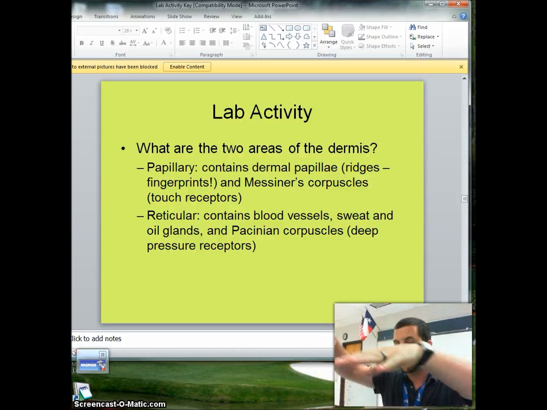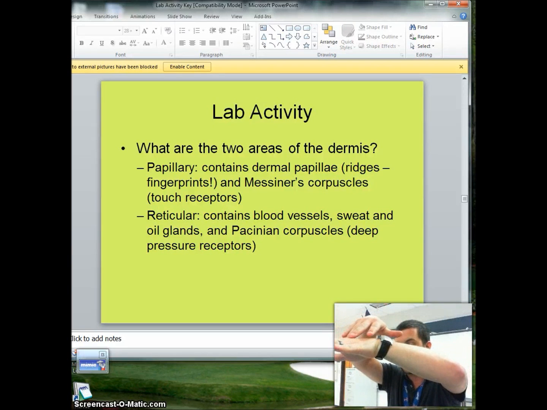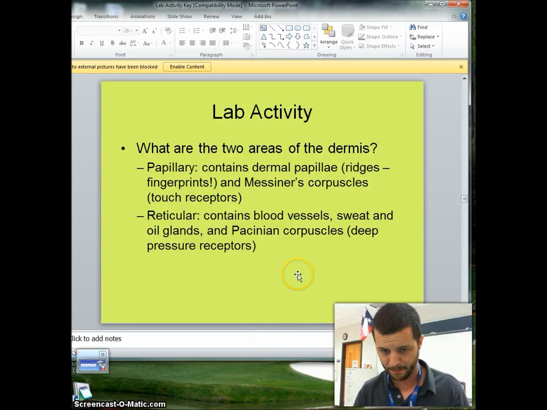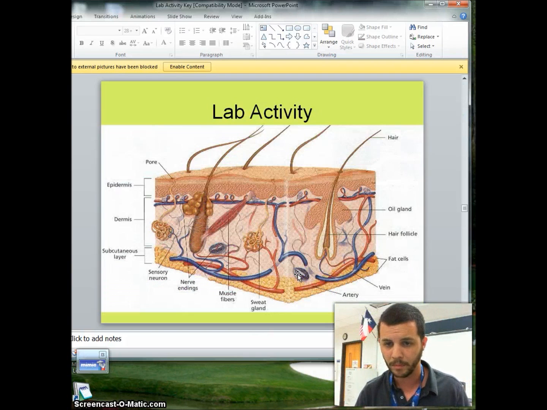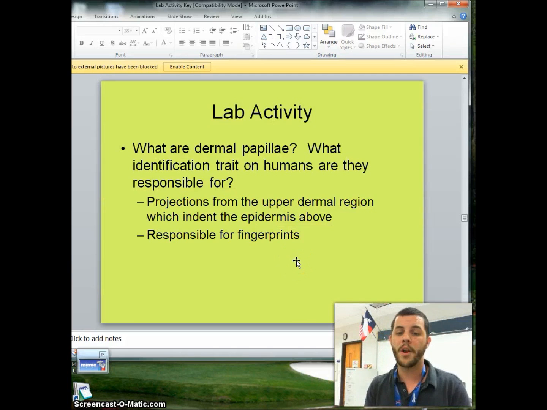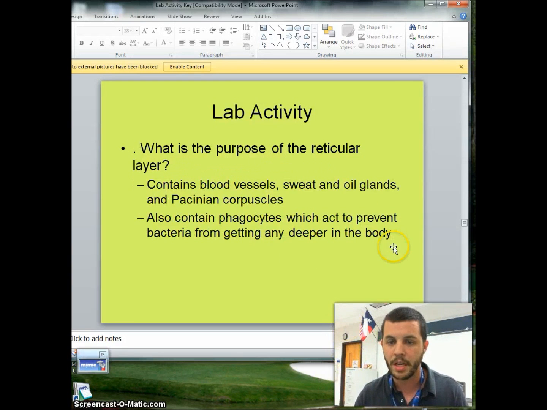So Meissner's corpuscles is just a nice light touch. I can feel my Meissner's corpuscles. There's my Pacinian corpuscles picking up deep pressure. Fun stuff. Okay. What are dermal papillae? We've already mentioned that. So that's your fingerprints. Dermal papillae are fingerprints. That's a fun way to say fingerprints.